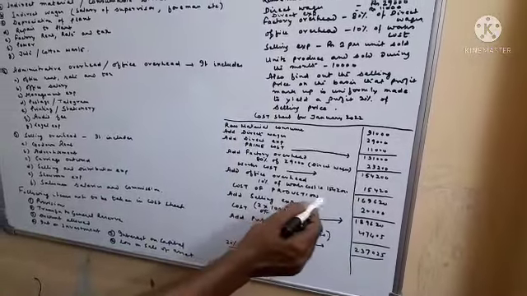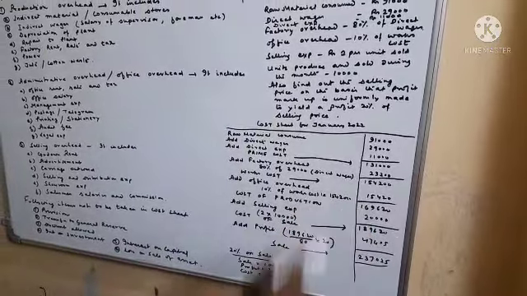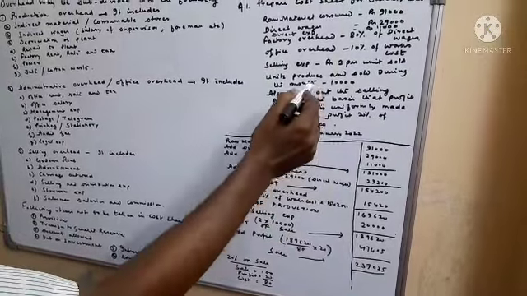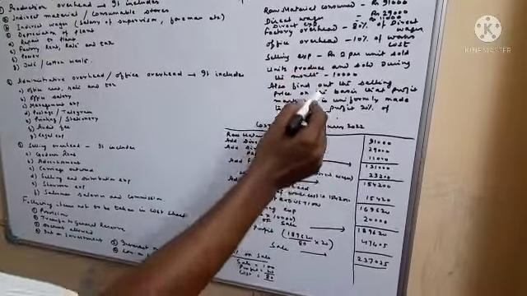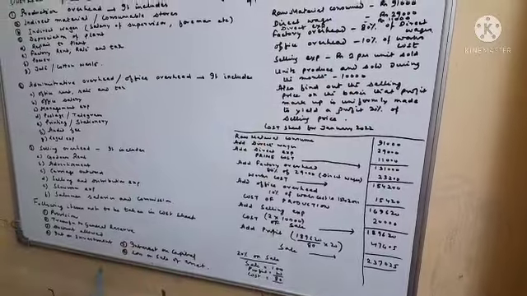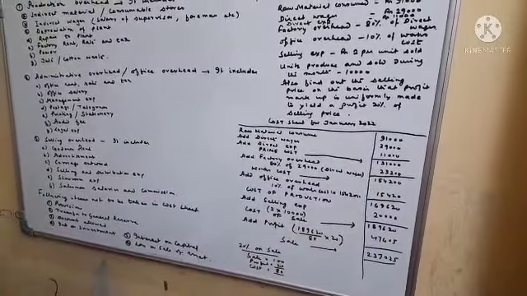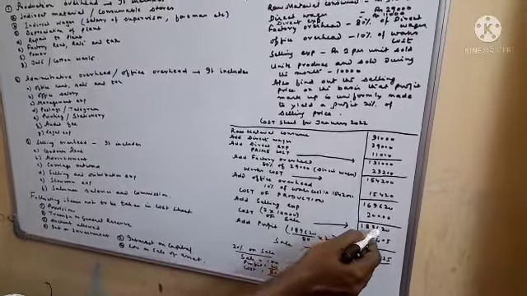So cost of production will be how much? 1,69,620. Add selling expenses. The question is telling 2 per unit sold. So units sold, how much? 10,000. So 10,000 into 2, how much is it becoming? 20,000. So cost of sale will be how much?